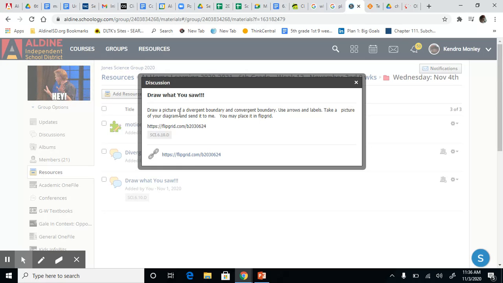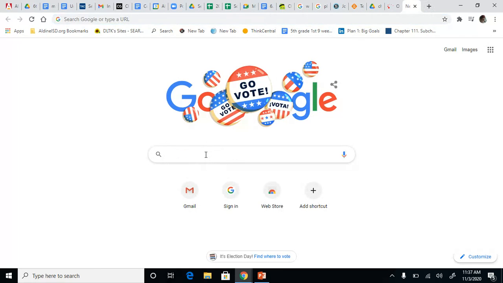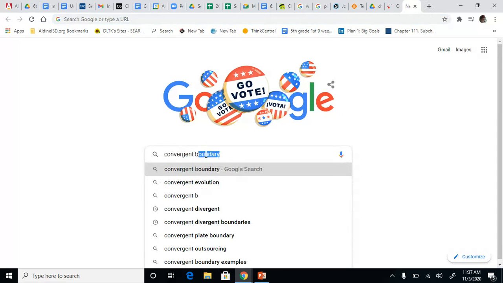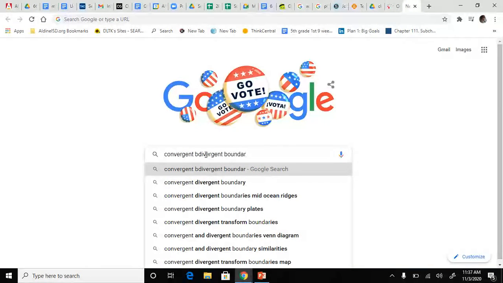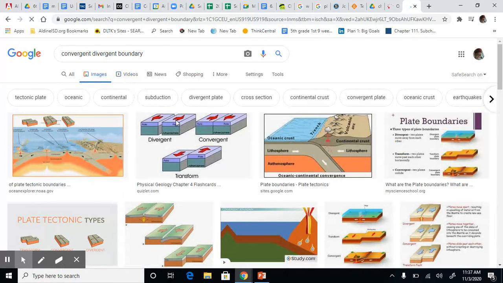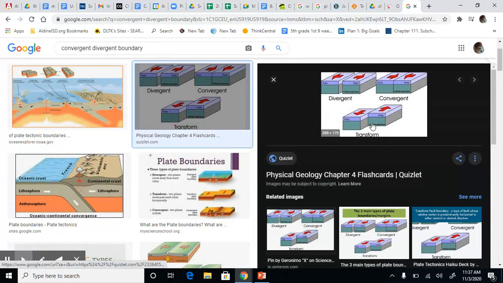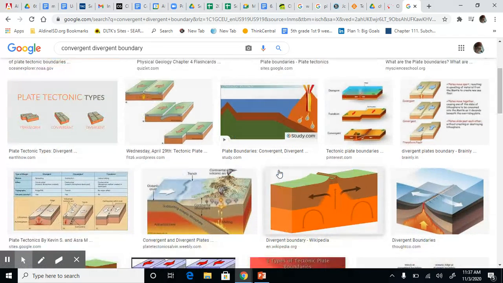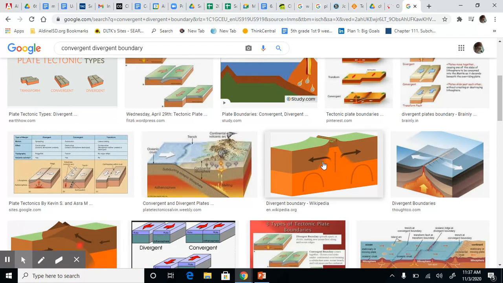Take a picture of your diagram and send it directly to me. So let Miss Manley right quick show you a picture of convergent and divergent boundary, so that you have some examples. Divergent, convergent. We know that this is divergent, separating. We know that this is convergent.